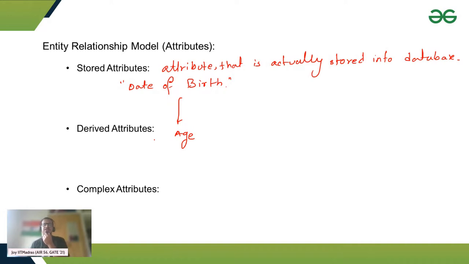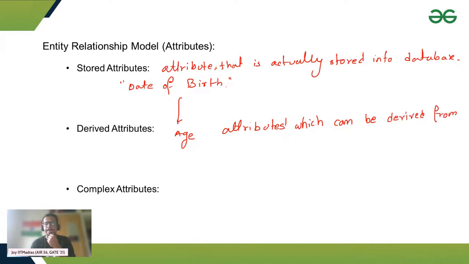There are a couple of other examples. Suppose we have the basic salary of an employee stored in our database. Now we can derive attributes like the in-hand pay, the tax, and the PF, depending on multiple percentages and calculations. The stored attribute is the basic salary. This is the main difference. So a derived attribute is an attribute which can be derived from the stored attributes.